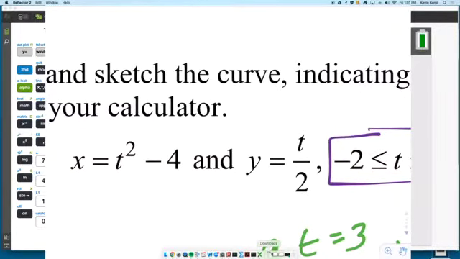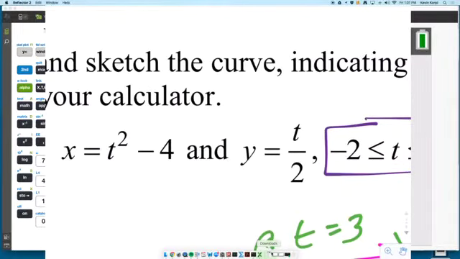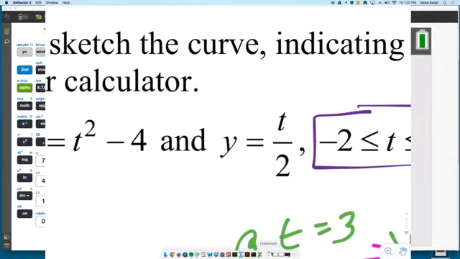Well, there you go. Take one of the two equations and solve for t, and do what were you going to say? Plug it in or substitute it into the other. Which one's easier to solve for t? The one on the right. Good. So if y equals t halves, t would equal 2y.